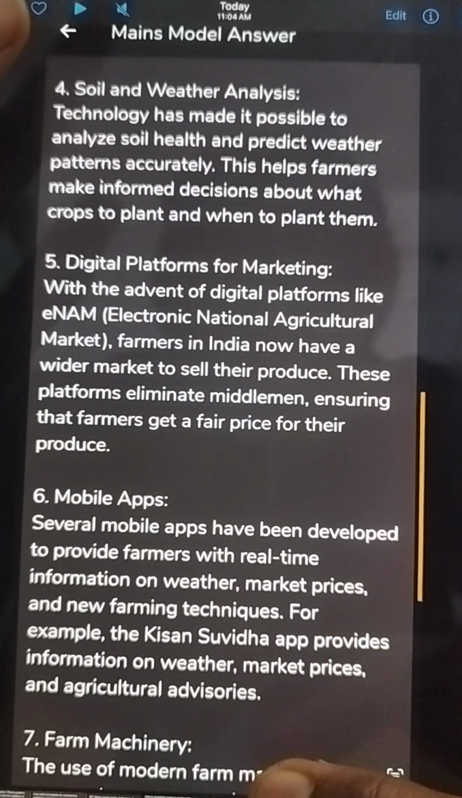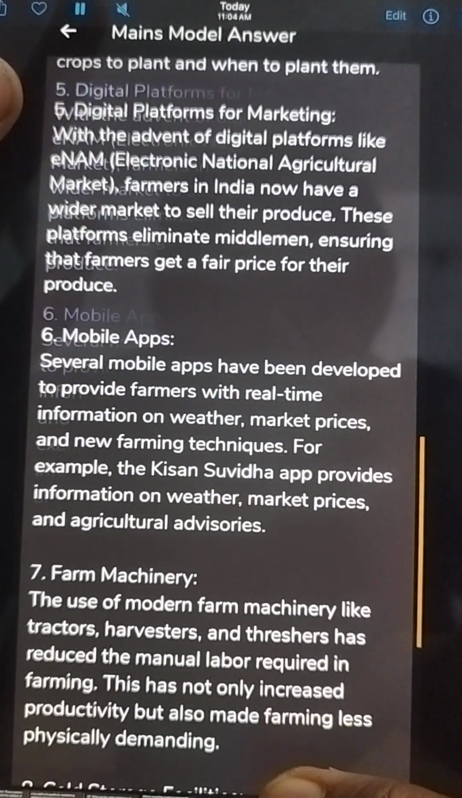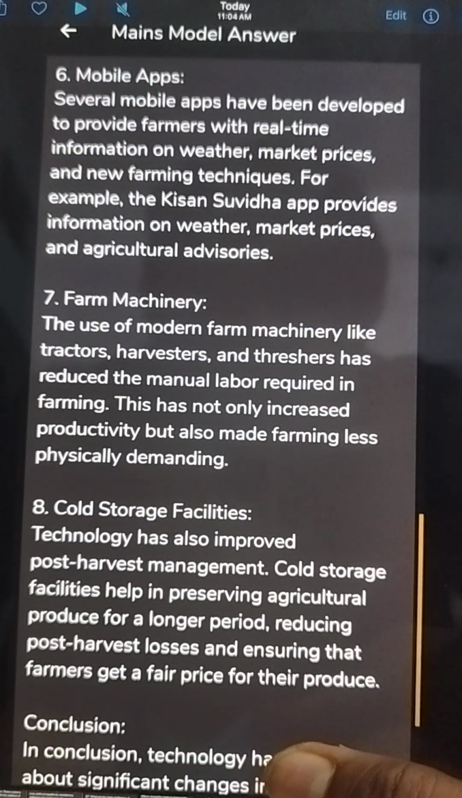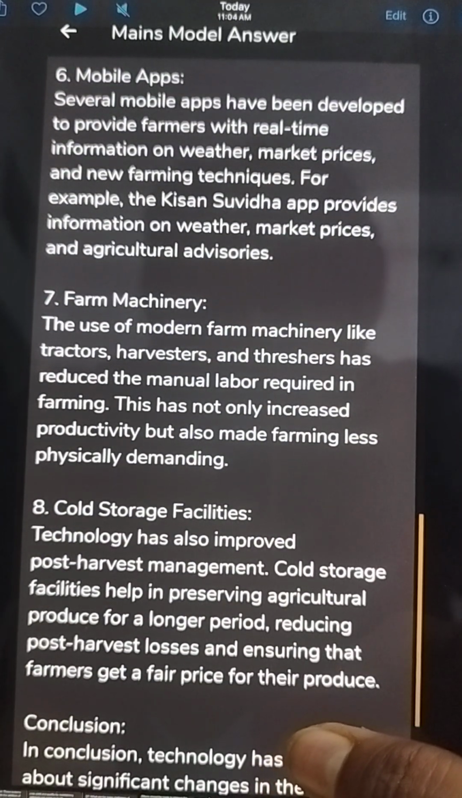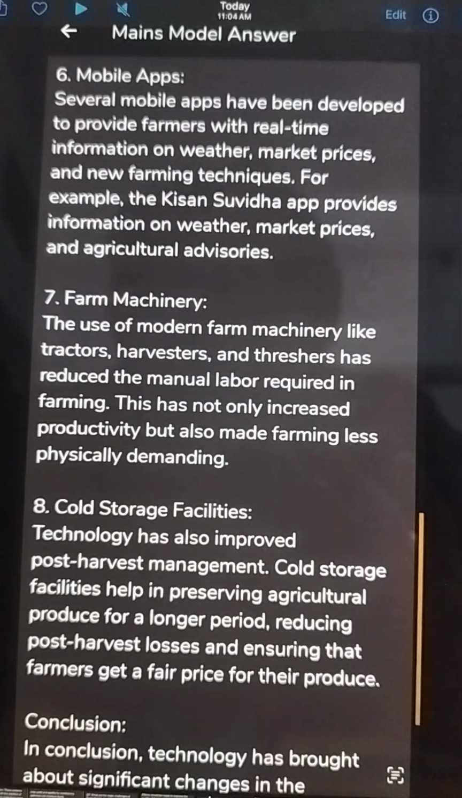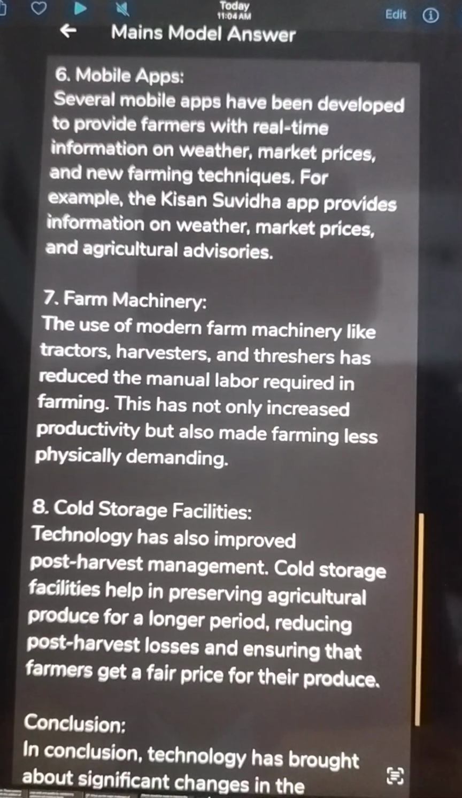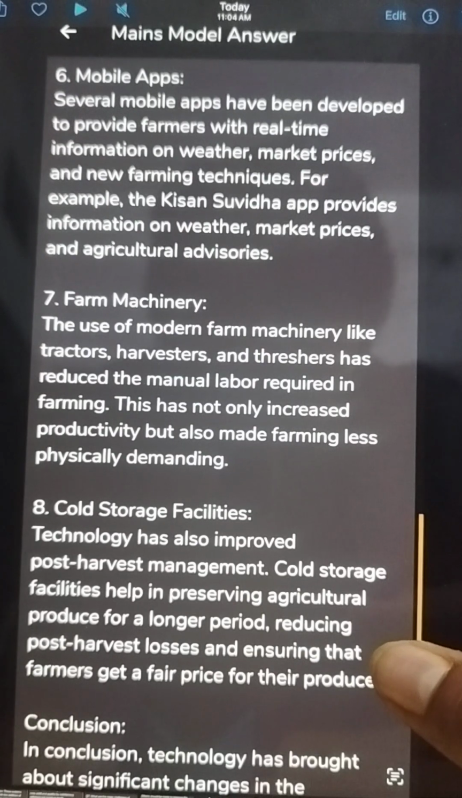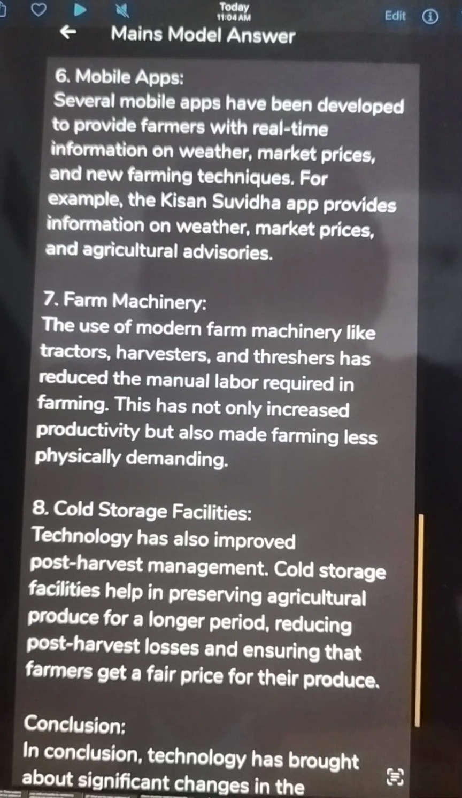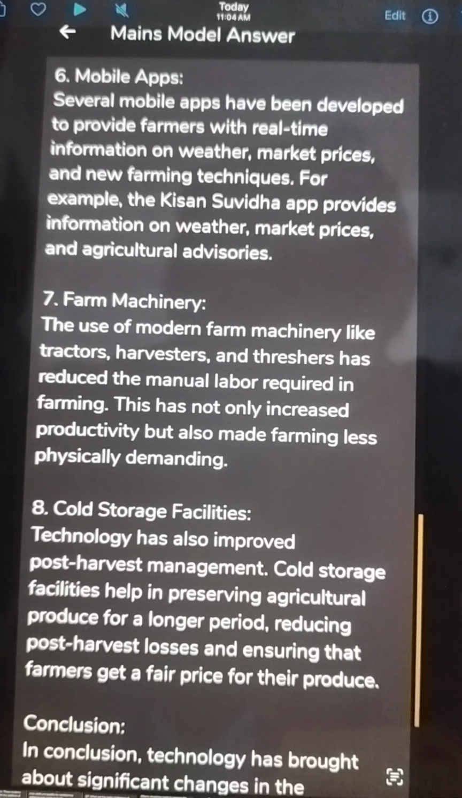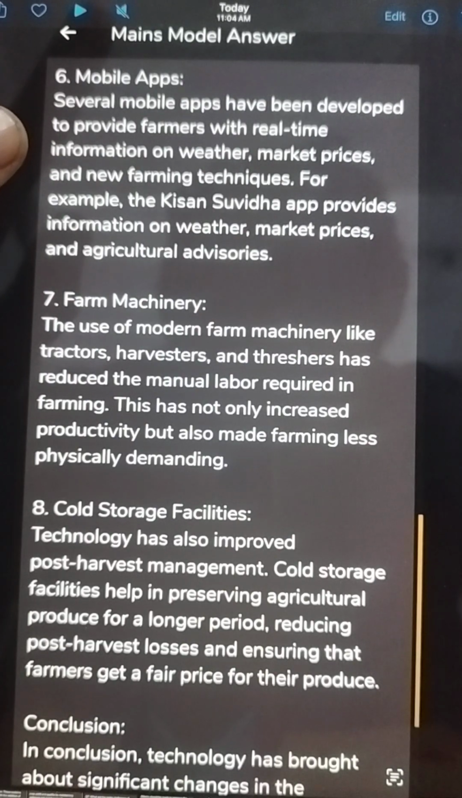Then farm machinery. The use of farm machinery like tractors, harvesters, and threshers has reduced the manual labor required in farming. This has not only increased productivity but also made farming less physically demanding. Then cold storage facilities. Technology has also improved post-harvest management. Cold storage facilities help in preserving agriculture produce for a longer period, reducing post-harvest losses and ensuring that the farmers get a fair price for their produce.